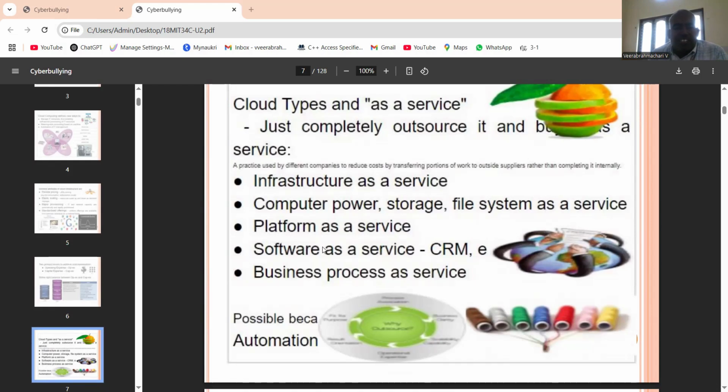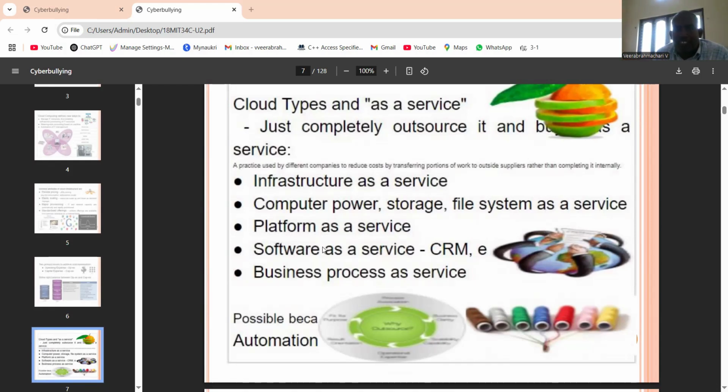Some programming languages are platform independent, and one of them is Java. Java is a platform independent programming language. Some languages are platform dependent, such as C, C++, Visual Basic, and various other programming languages. The cloud provides various platforms as services. There are three types of services.